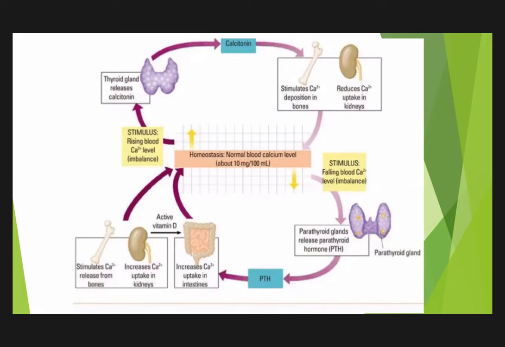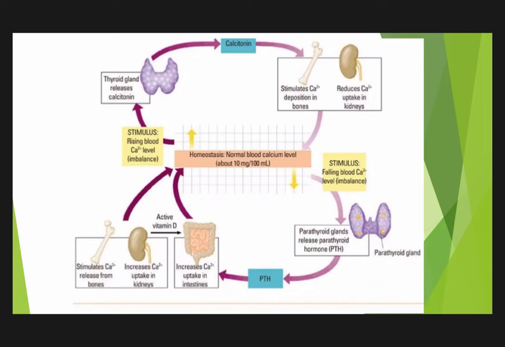Then, once again, look at the upper part of this picture. Calcitonin is a hormone of the thyroid gland, C cells. The thyroid gland produces 3 types of hormones. Follicular cells, or we also call them A cells, produce T4 and T3. C cells, easy to remember, C means calcitonin. Parafollicular cells, another name for these cells, produce calcitonin, which stimulates calcium deposition in bones and reduces calcium uptake in kidneys.